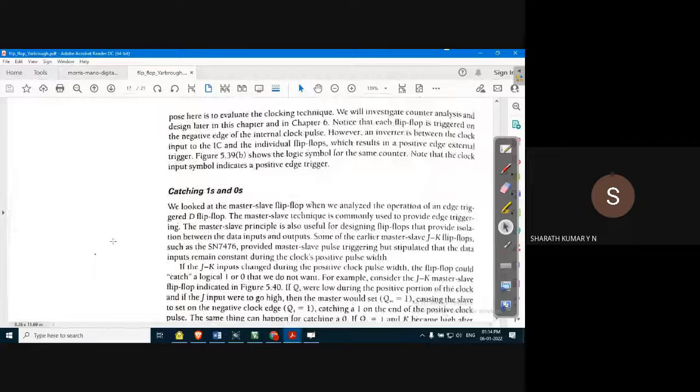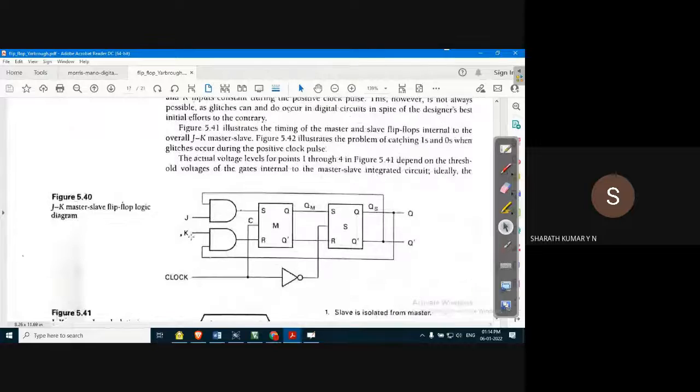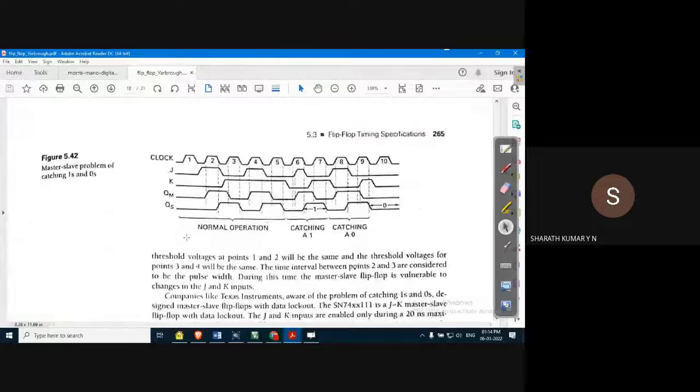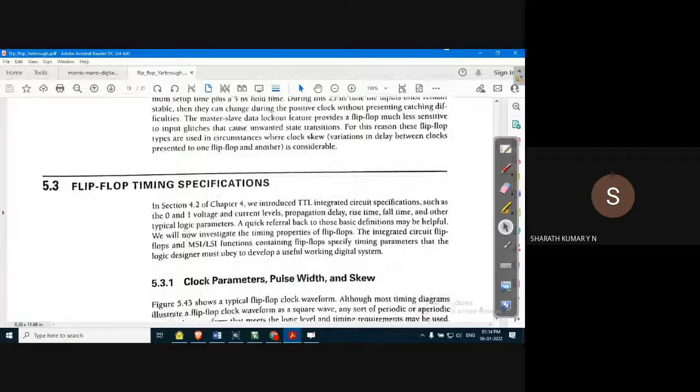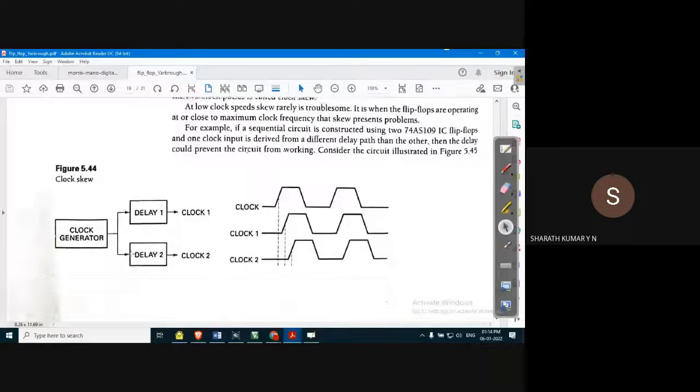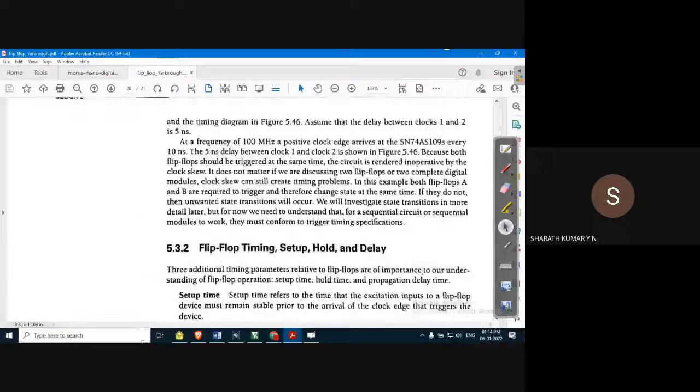I'll discuss catching ones and zeros in the master slave JK flip flop. Timing specific. Okay, fine, no issues. This we'll discuss in the next class.